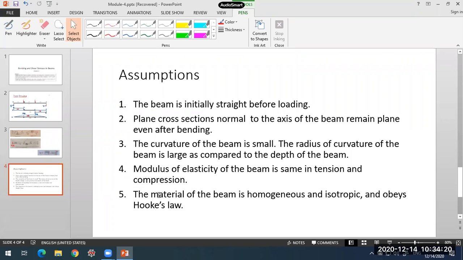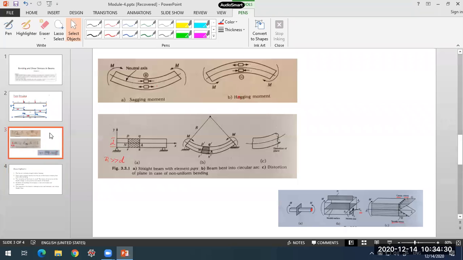And lastly, the material of the beam is homogeneous, isotropic, and obeys Hooke's law. Homogeneous means it is same throughout the length of the beam. The material is homogeneous, it is of same material properties. Same material is used. If the beam is of concrete, for the entire length of the beam it is of concrete. If it is of steel, for the entire length it is of steel. That is the homogeneity of the material. It is not changing in between, it is not composite or heterogeneous material. The material is not changing in between.